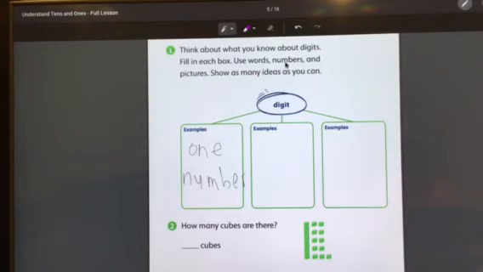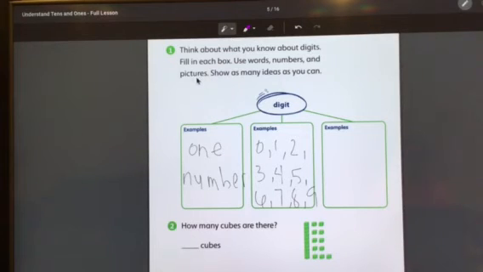Then it says to use numbers to show what a digit is. In our next box, we're going to write the numbers 0 through 9 because each of those numbers is a digit. 0, 1, 2, 3, 4, 5, 6, 7, 8, 9. All of those are examples of a digit.